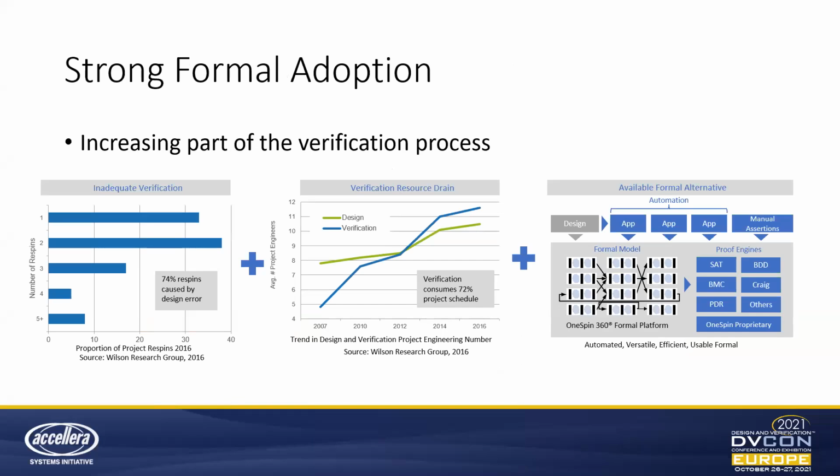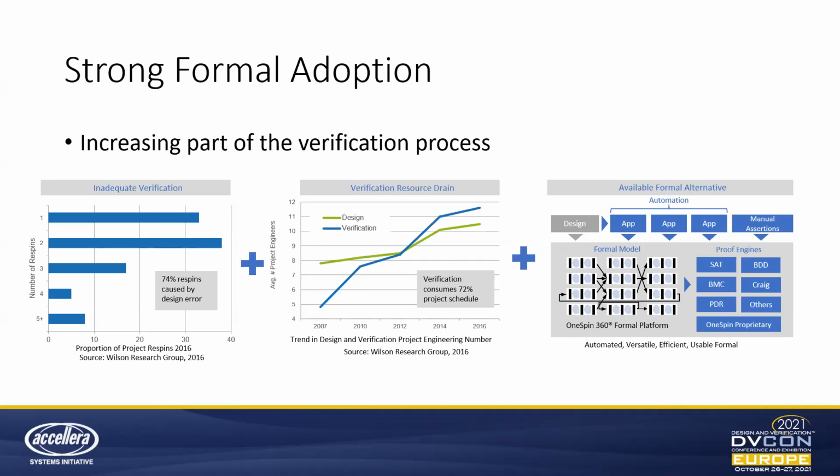And there are a couple of reasons why this is happening. Inadequate verification: this is research data coming from the year 2016, and it's not far from reality. In the industry, we have 74% respins caused by design errors. Then, as we know, verification consumes a large part of the product schedule. And most significant is that with increasing computation power, we have a stronger and more powerful formal solution. Therefore, formal becomes an alternative to several verification targets that were previously targeted with simulation.